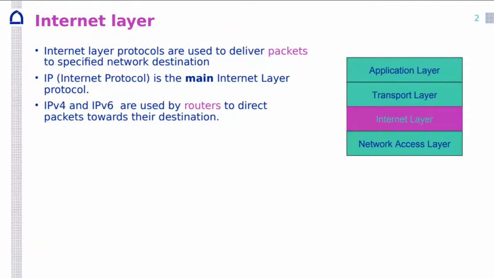The internet layer deals with packets. It will deliver packets to specified network destinations. So it is linking between networks, different networks or different LANs. And the main protocol in the internet layer is IP, Internet Protocol. We have two types of IP: IP version 4 and IP version 6.